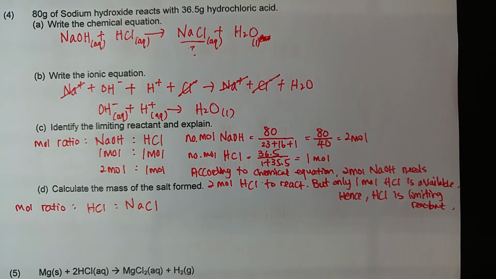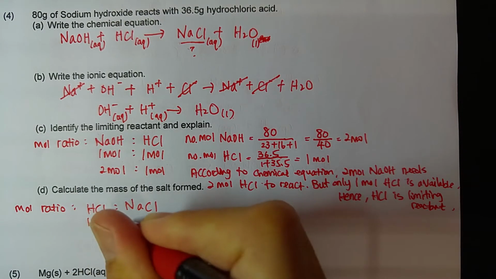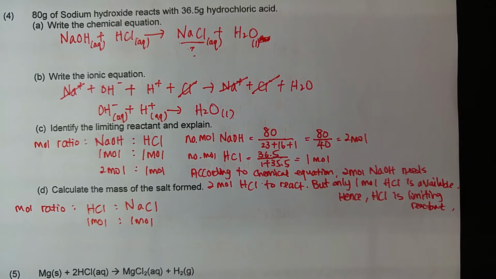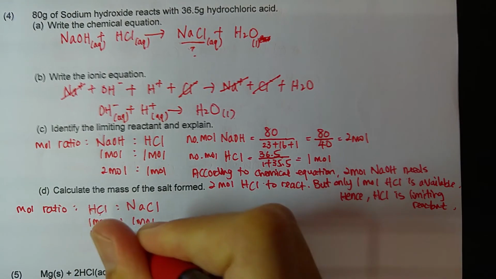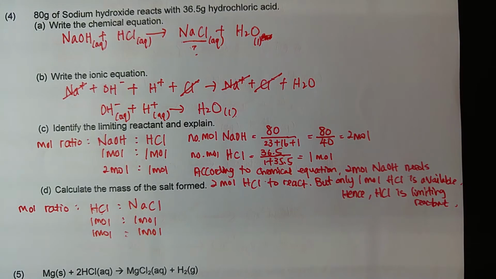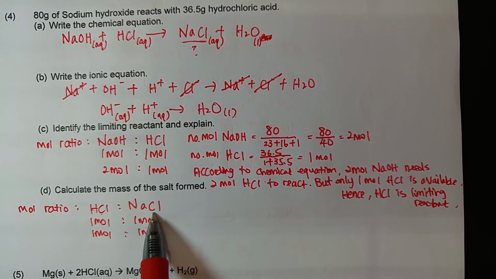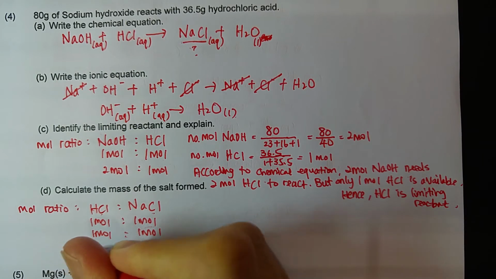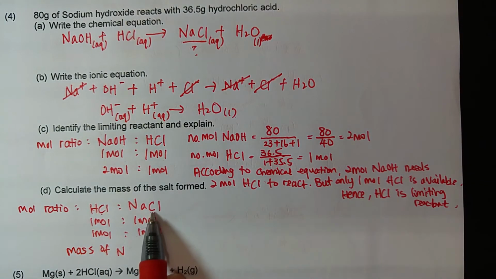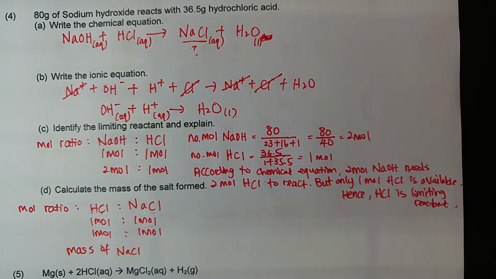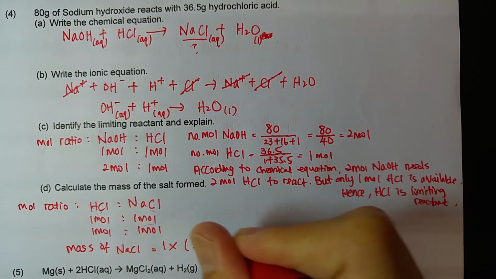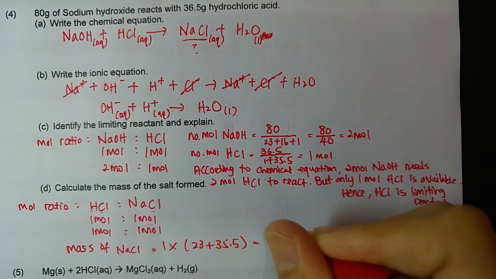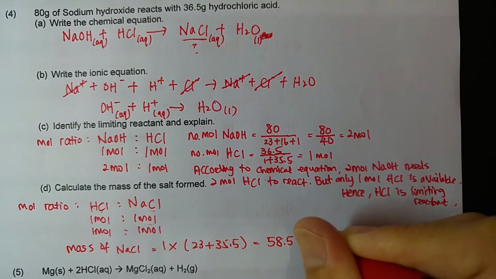So the mole ratio will be HCl to NaCl. Again, the first row, based on the balanced chemical equation, is 1 mole to 1 mole. Then, how many mole of HCl is being used? 36.5 gram of HCl is actually 1 mole. So 1 mole would be to 1 mole as well, which means that 1 mole of NaCl is produced. So what would be the mass of 1 mole of NaCl? There will be 1 times the Mr, which is 23 plus 35.5, which is 58.5 gram.